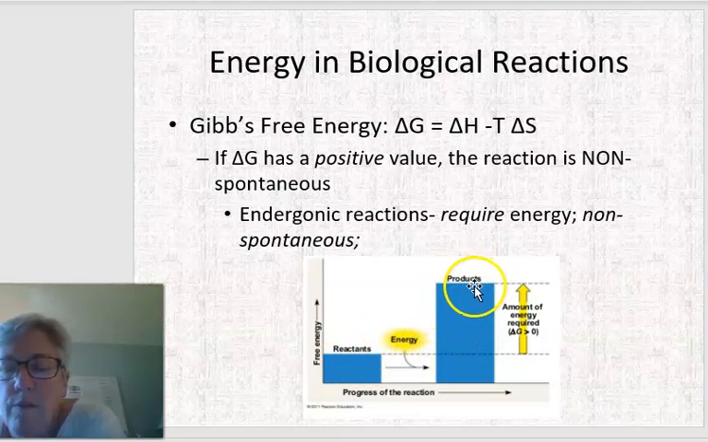And then our products have gained some of that energy. They've gained free energy, so they now have more energy. And so that is going to be a positive delta G, because if we did final minus initial, we would get a positive number. The products have more. So that reaction is non-spontaneous. The key thing to remember is if delta G has a positive number, the reaction is non-spontaneous. It requires an input of energy, and it's endergonic.